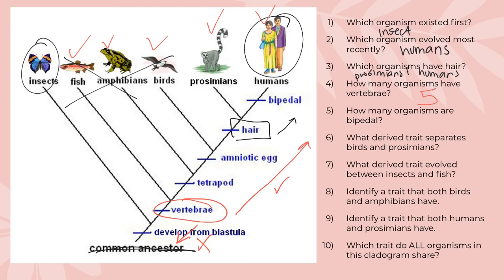Next, it says which organisms are bipedal. That means they walk on 2 legs. So I find bipedal, which is right here. Everything above that is bipedal. Everything below is not. And so we only have one organism, and that organism is humans.